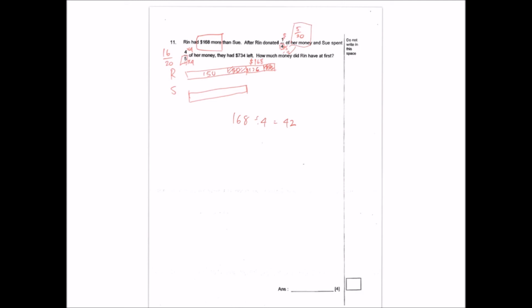Sue spent 4 over 5 of her money, which is 16 units of her money. So when you cut out 16 units, you know that 4 remains. So we shade this 16 units. And then now we can redraw the model.